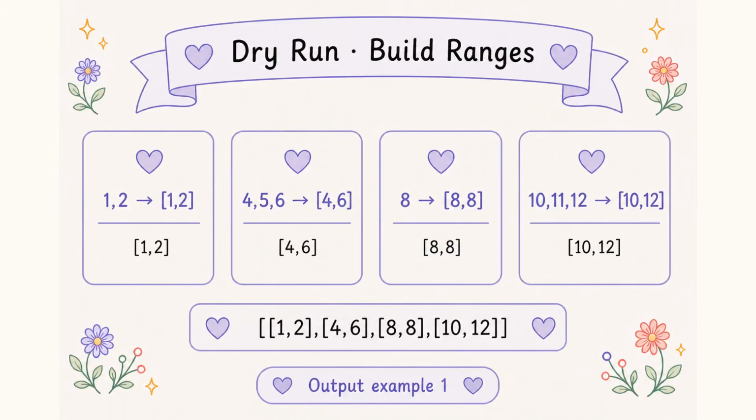Build the ranges. 1 and 2 become 1 to 2. 4, 5, 6 become 4 to 6. 8 alone becomes 8 to 8. 10, 11, 12 become 10 to 12. Final answer: 1 to 2, 4 to 6, 8 to 8, 10 to 12.